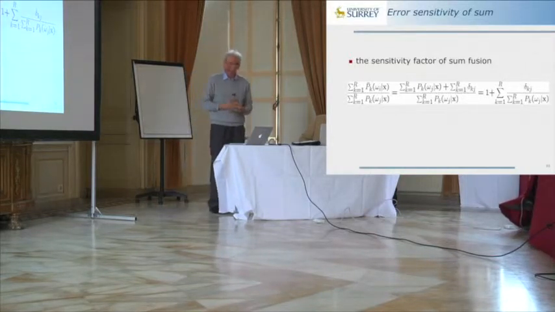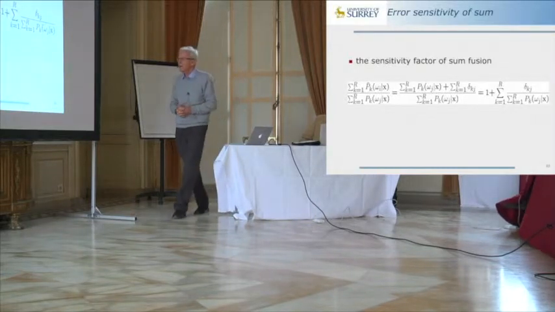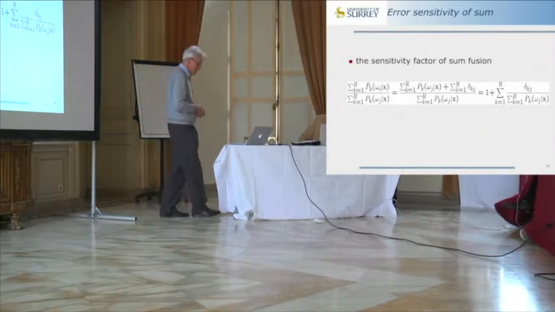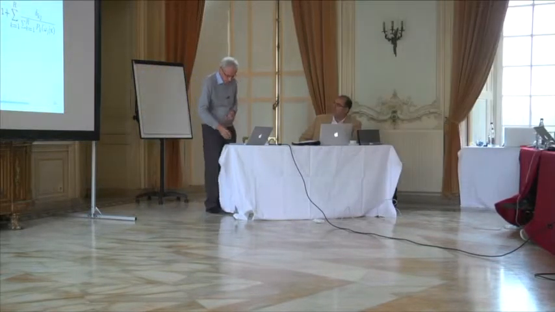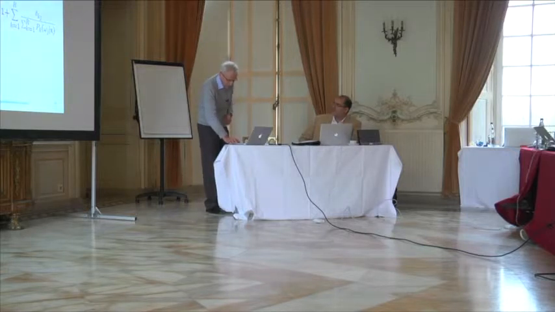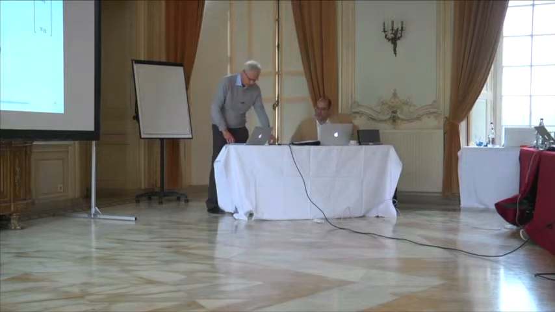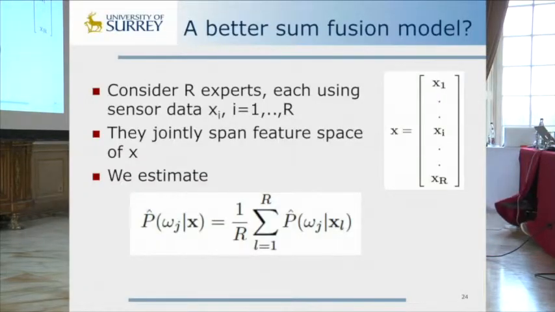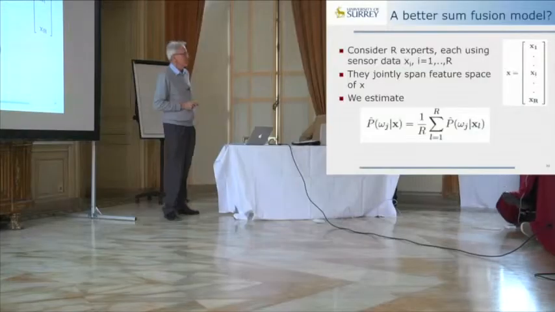But anyway, I've always found it very unsatisfying. There must be a better way of explaining what's actually happening when you are summing probabilities or outputs of multiple classifiers. How am I doing? Okay. So this was the introduction to my talk, but the talk will be very short now.